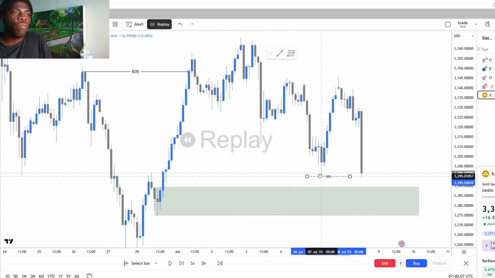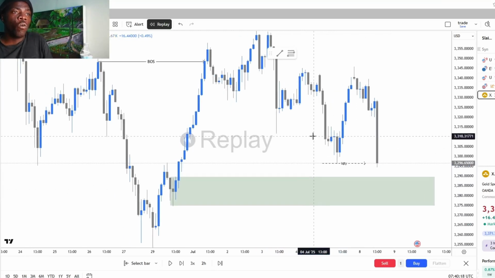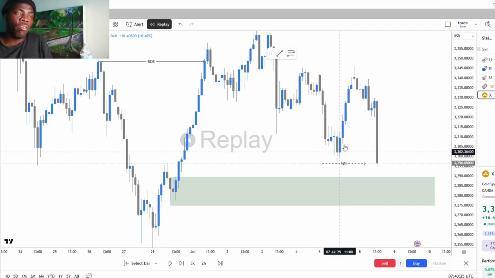Price came in this area right here. Price failed to mitigate this demand zone. This is a failed mitigation. So there's a bunch of traders who place their trades right here, and believe that price is going to hold in this area and price is going to push.